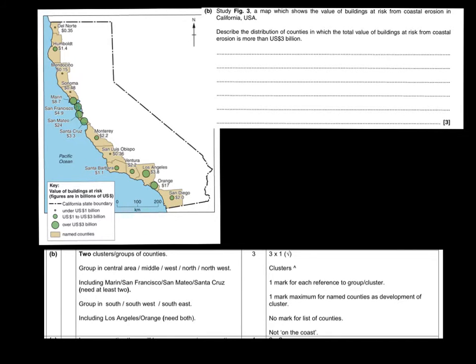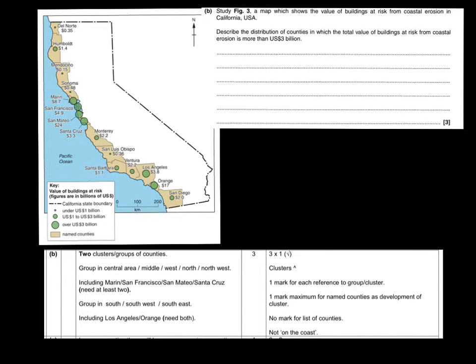Next, it's the distribution of counties, and we're looking at where the total value of buildings at risk from coastal erosion is more than 3 billion. Okay, so we've unpicked the question. We know it's a describe question, so there shouldn't be any 'because' or anything like that in there. We know we're looking at counties and we want over 3 billion. If we have a look over here, we can see that over 3 billion is the largest circles.